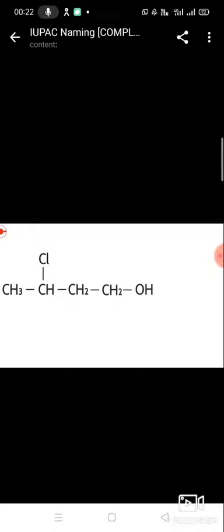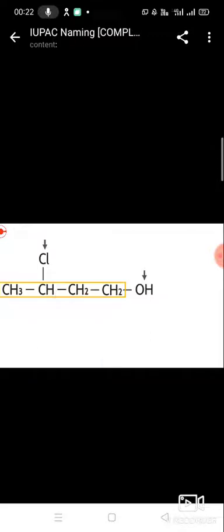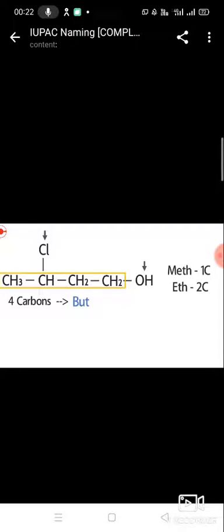Look at this compound. Here how many carbon atoms are present? 4 carbon atoms are present in a straight line and it has 2 substituents. What are they? One is chlorine, another one is alcohol. So we have to take the functional group. So 4 carbon atoms are there.